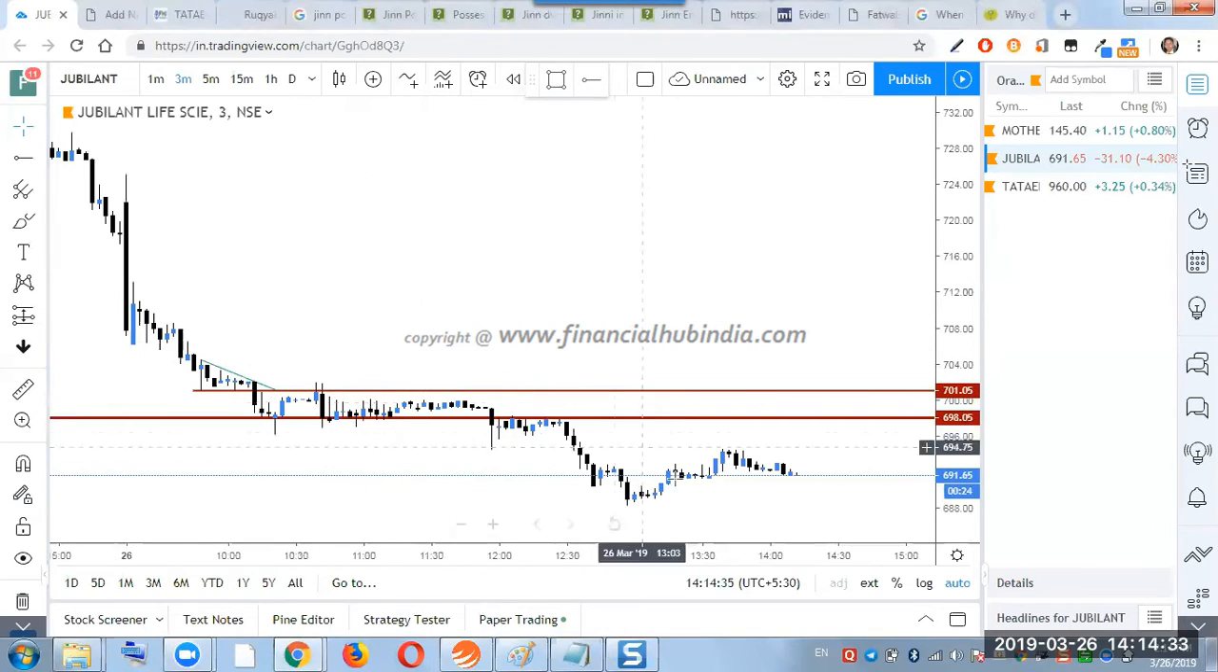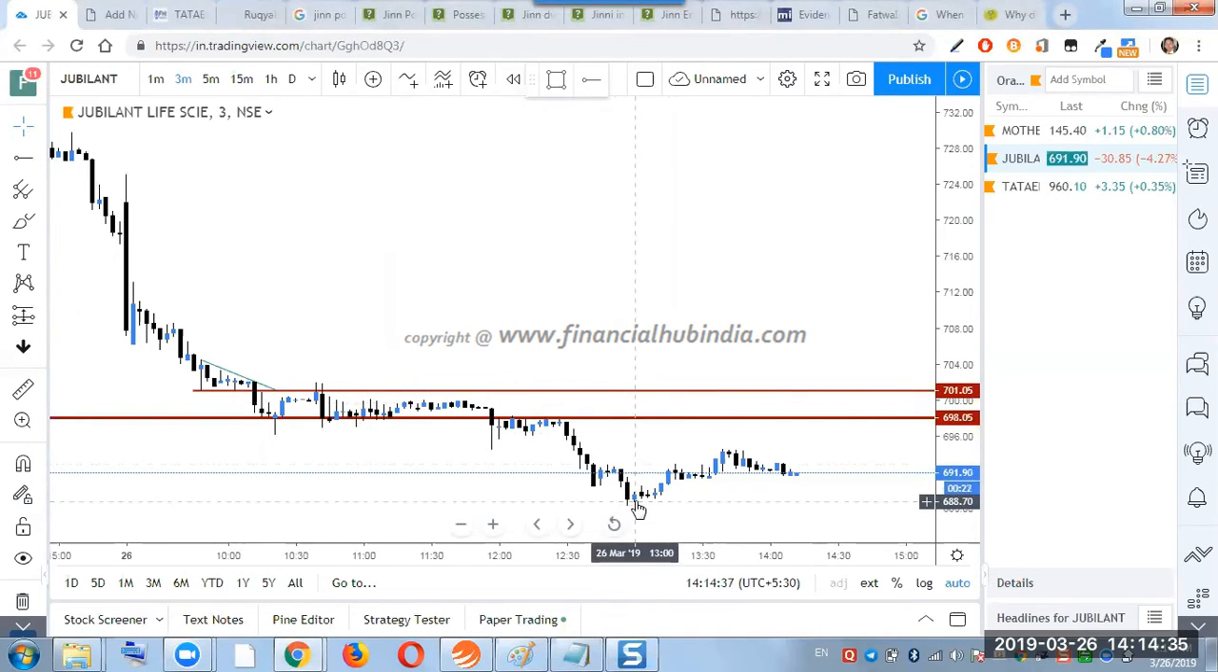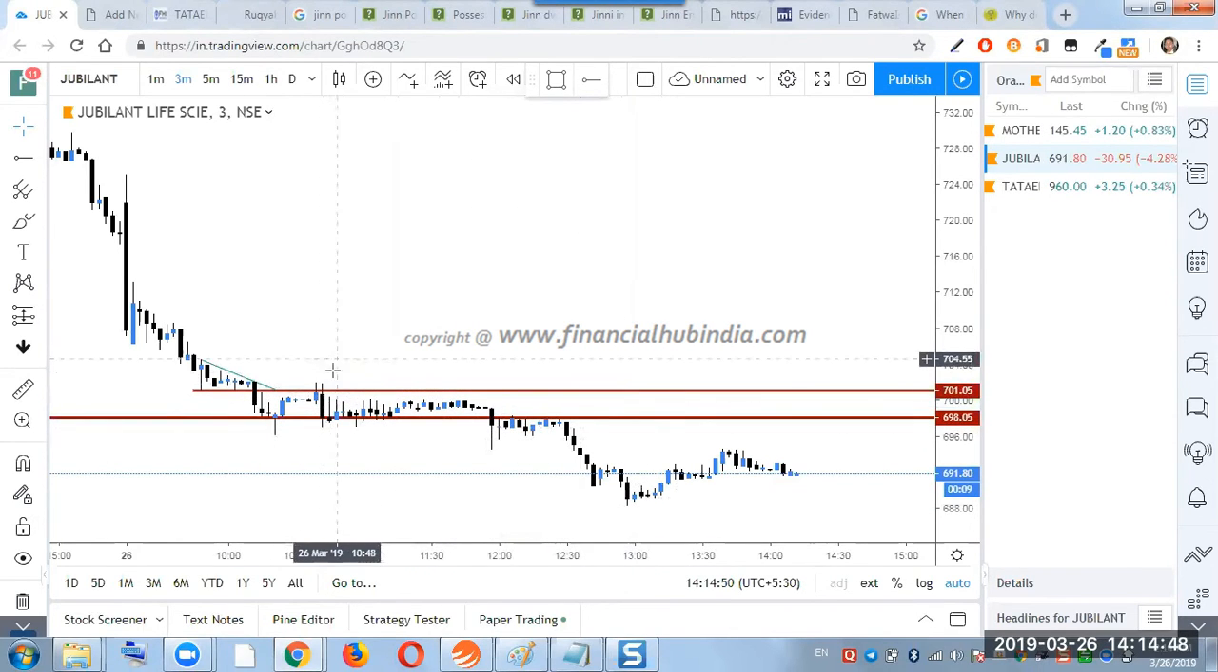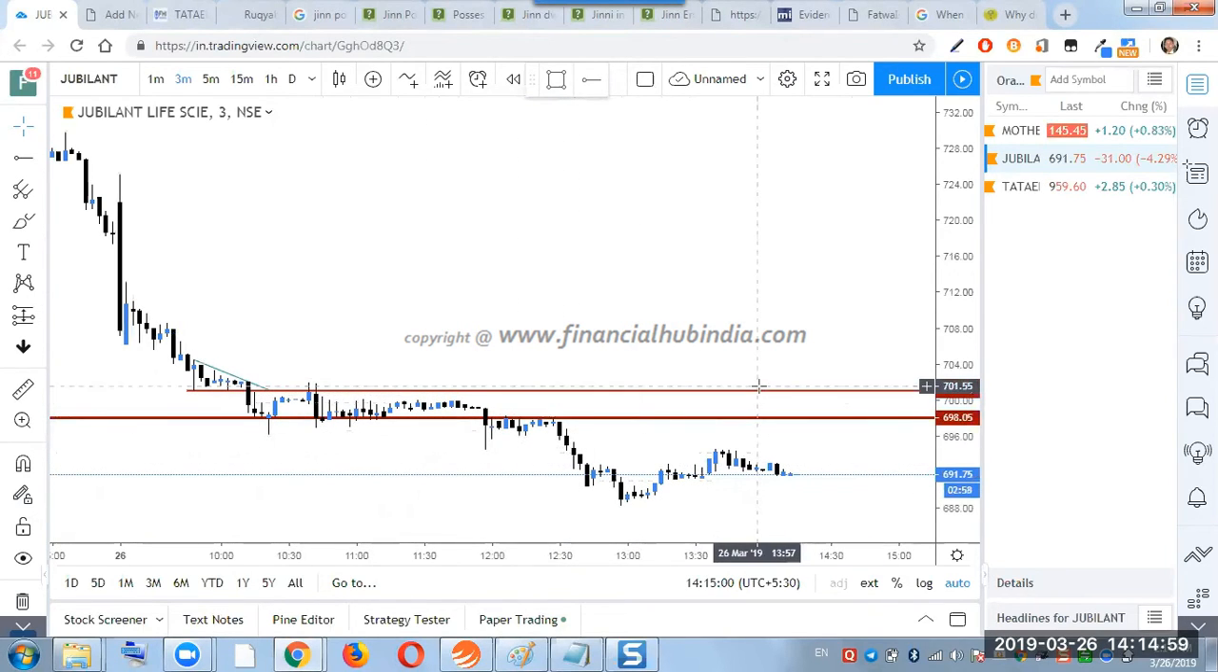So far we made a low of around 688, which is a gain of around 12 points so far. 12 points with a stop loss of 3 points. So that's a 1:4 risk and reward ratio. So far I'm still in this trade.